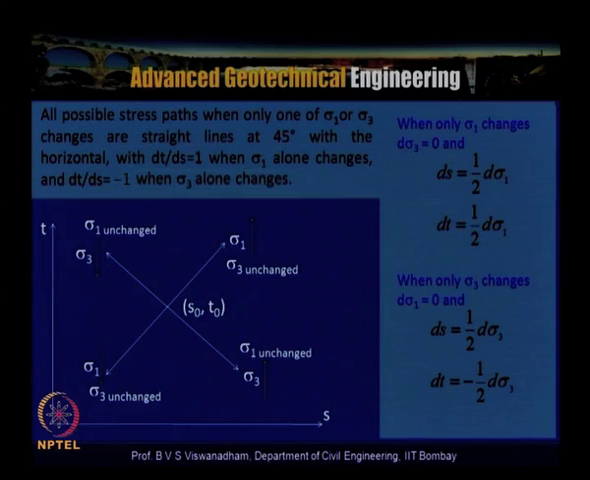So all possible stress paths when only one of sigma 1 or sigma 3 changes are straight lines at 45 degrees with the horizontal, with dT by dS equal to 1 when sigma 1 alone changes, and dT by dS equal to minus 1 when sigma 3 alone changes. This is the important point to be noted. This observation needs to be noted.